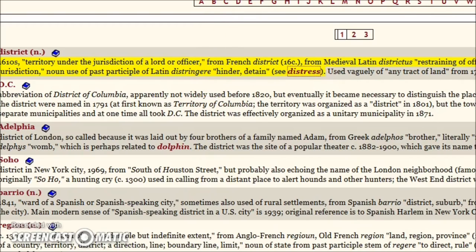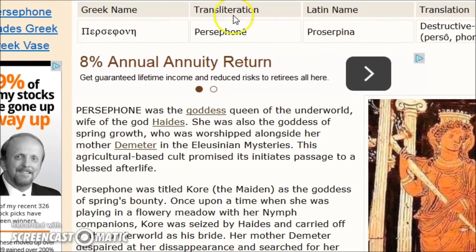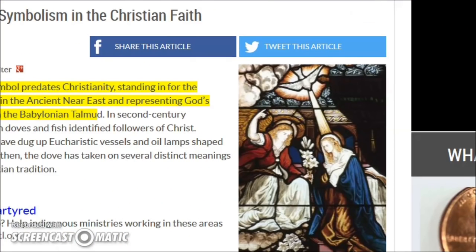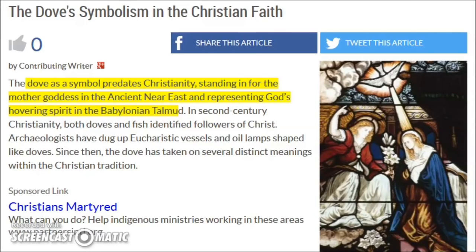Well, let's go back here and look at Persephone again as she sits on top of the Capitol building. She was a goddess, queen of the underworld, wife of the god Hades. She was also the goddess of spring growth, who was worshipped alongside her mother Demeter. And we go over here back to the Roman days, since they did help name Washington, D.C. All right, so here we see the dove's symbolism in Christian faith, staying on this Rome theme that apparently had a big hand in naming Washington, D.C., or Little Rome. We read that the dove, as a symbol, predates Christianity, standing in for Mother Goddess in the ancient Near East, and representing God's hovering spirit in the Babylonian Talmud.